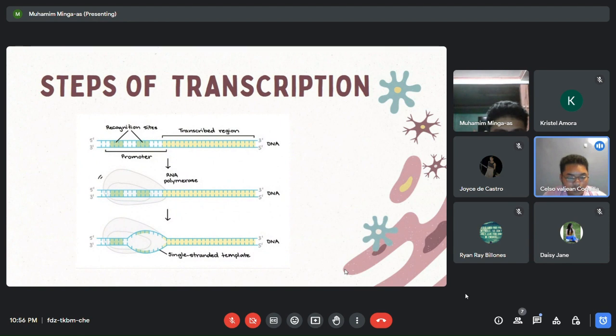So we can see the figure here, the initiation stage of transcription. The RNA polymerase binds to the region of the DNA which is the promoter. Once the RNA polymerase binds to the DNA, it divides the DNA into two parts, which provides us the single-stranded template, which is the below part, and the upper part is the coding strand. Next slide, please.